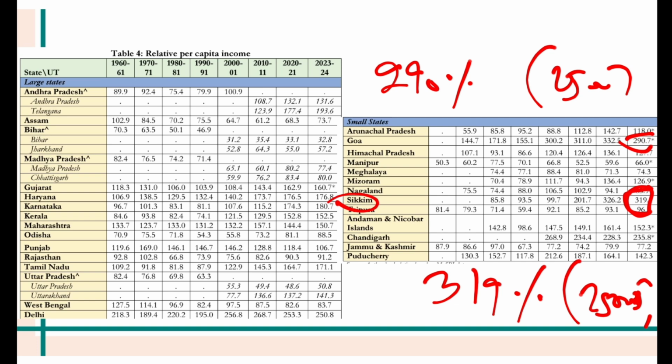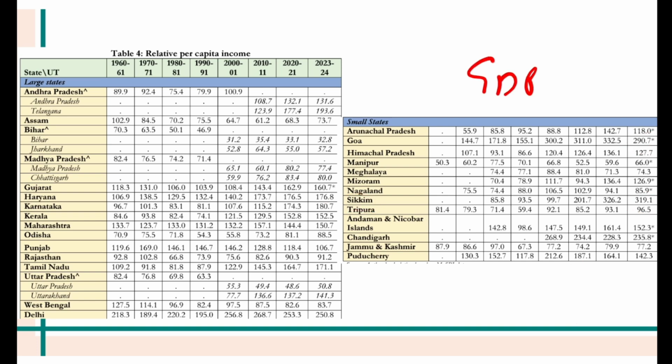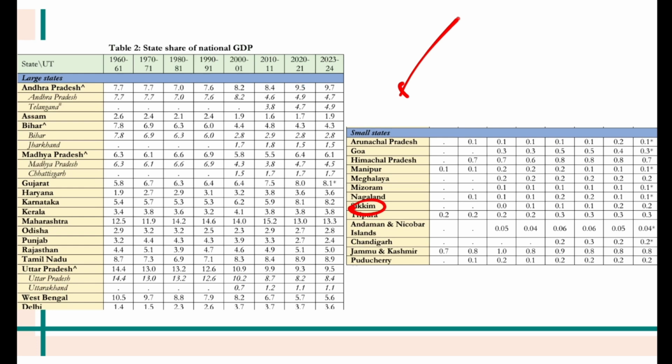Now, which state contributes the largest to the GDP of India? That data you will find here. You can see Maharashtra, 13.3%. It contributes 13.3% to India's GDP, right? So it is the largest contributor to India's GDP. So these are some data which you should remember from the report.